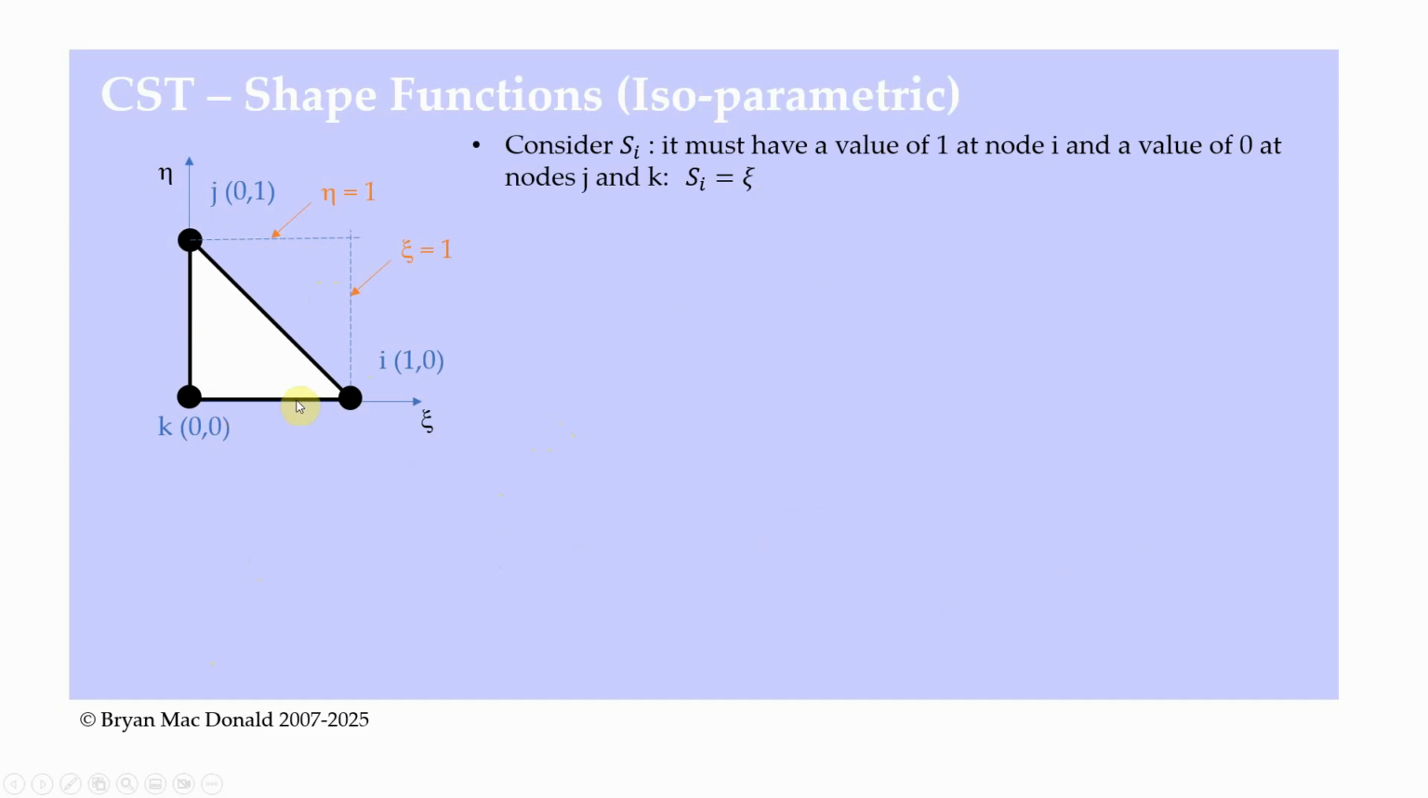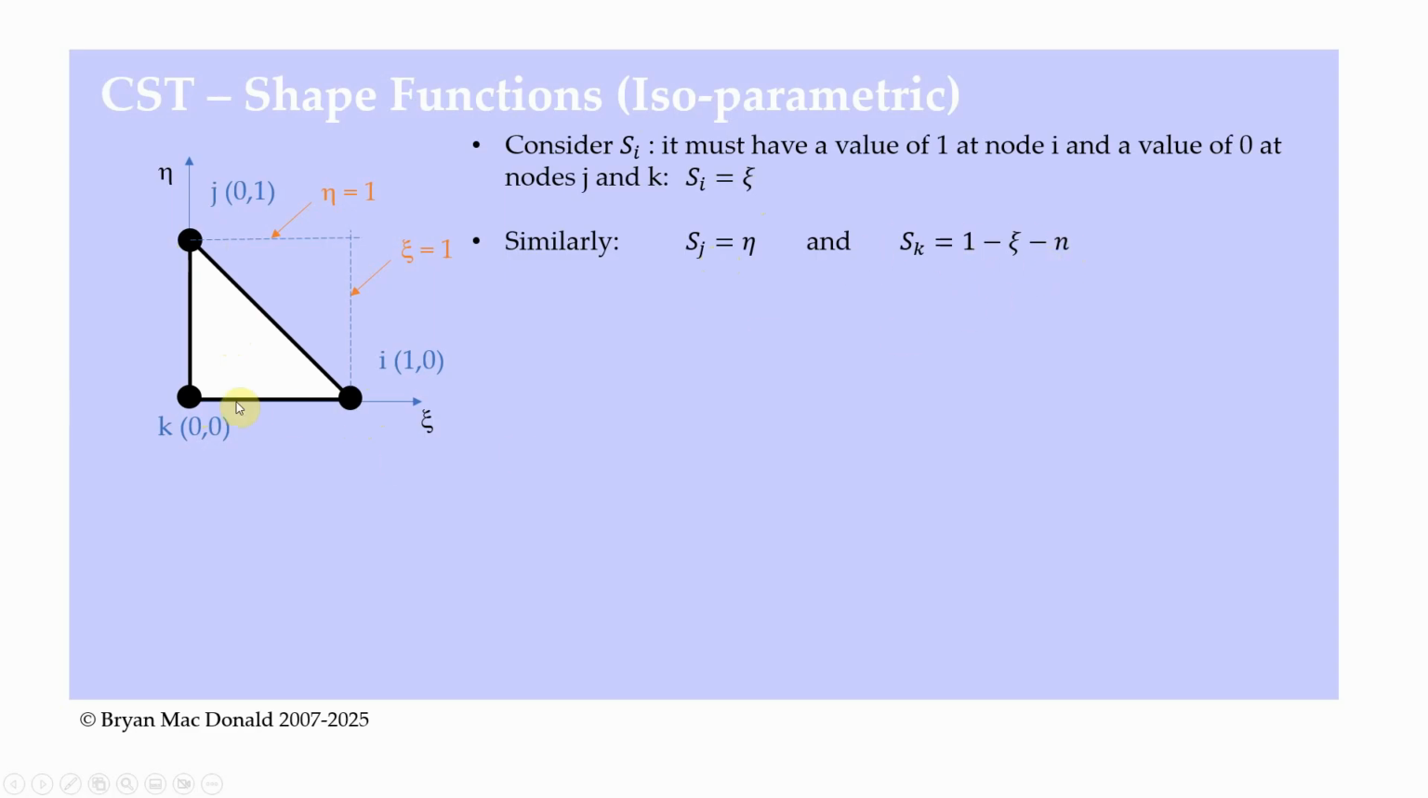Because Si being equal to 1 will give you that point there. Si being equal to 0.5 is in here somewhere. Si being equal to 0 is on that line there. So Si is just equal to eta. Similarly, we have Sj just being equal to neta. So Sj will have a value of 1 here and a value of 0 at the other nodes, and we'll have in-between values in between. And then Sk is 1 minus eta minus neta.